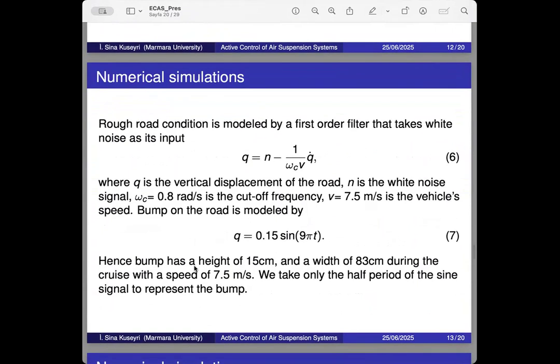In the numerical simulations, we provide an input to the system. The first is the rough road condition. It's modeled by a first order filter that takes white noise as the input, so you see it's first order dynamics. Okay, a bump on the road is modeled as a sinusoid in equation number 7, and we take only the half period of the sine signal to represent the bump.